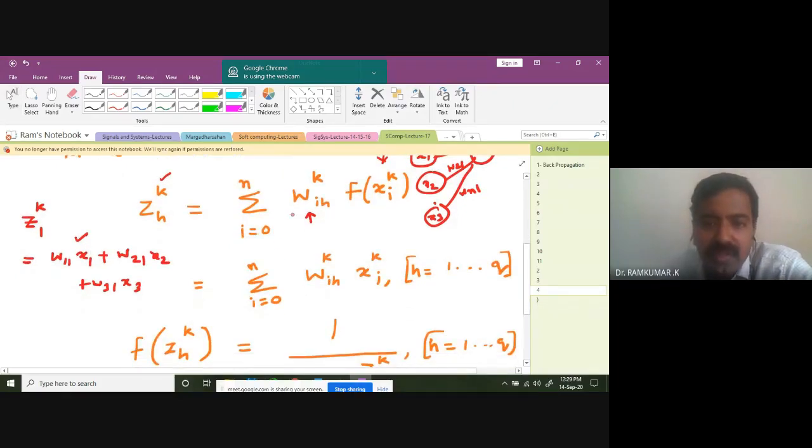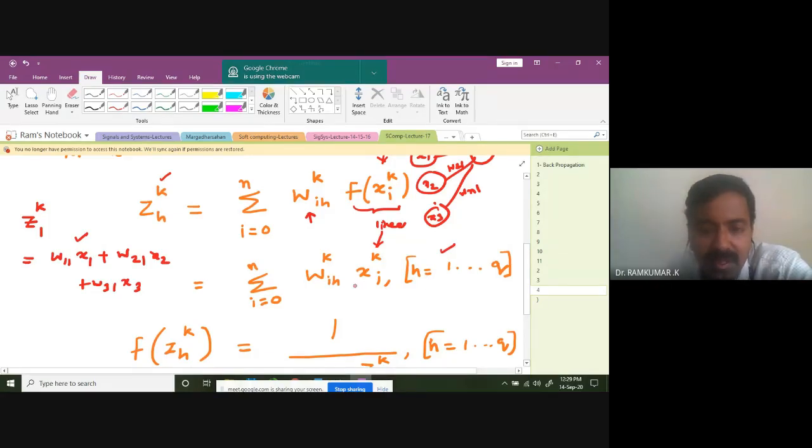Okay, the notation is H for the hidden, I for the input, then you can work out like this. So you can now clearly see I equal to 0 to 3 for our case. Sum over I equal to 0 to 3, WIH K, f of xik. F of xik, as I already told you, is a linear function. It's going to be the same value, xik, with h varying between 1 to 2. For each h, you have to compute that.